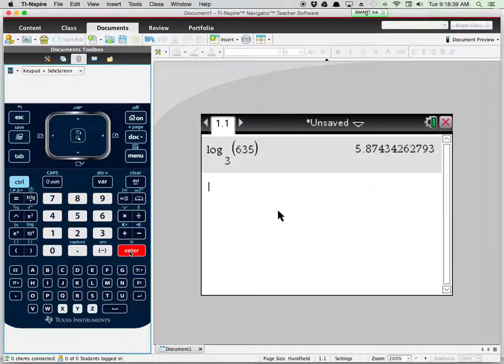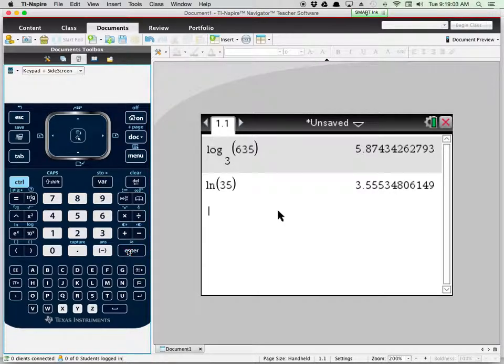Okay, my other one was the natural log of 35. So the natural log is going to be tied to the e, so I do control click there, gives me the natural log, I plug in 35, press enter, and it tells me what that equals. So very simple on using your calculator. So that is evaluating expressions involving logarithms.